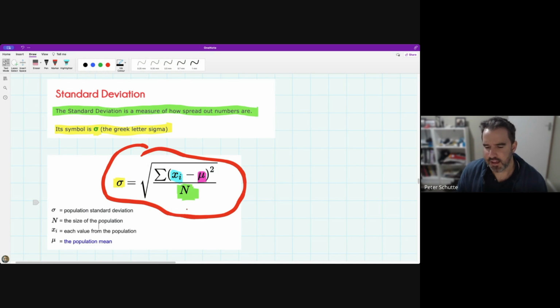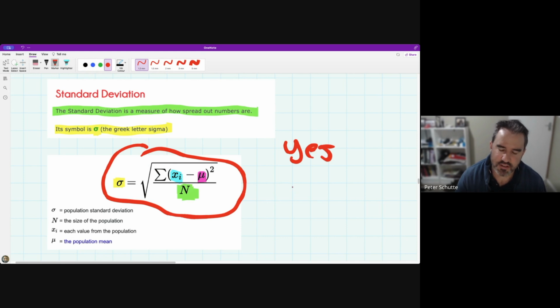If you've heard of the standard deviation before, say yes in the chat. If you've never heard of it, just say no in the chat. Okay, so for most of you, this is the first time you've heard about what this thing is.